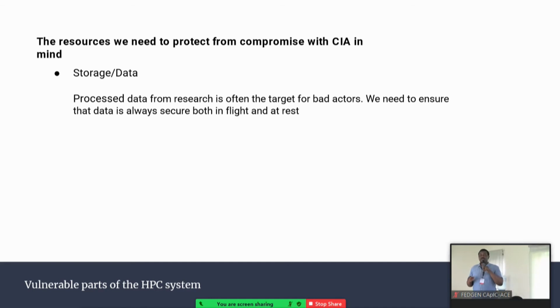The easiest solution would be to encrypt what you have in your drives. But for HPC, go ahead, please.